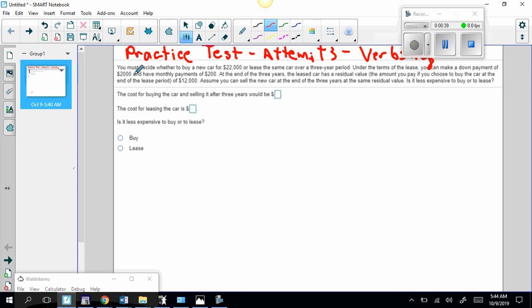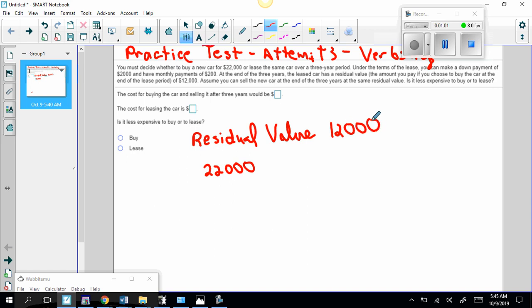The car's gonna cost 22,000, and then at the very end, there's gonna be a residual value. Now let's start with what it actually costs if you were to buy a car. So if you spend 22,000 and you have a residual value of 12,000, if you actually bought the car, you spent $10,000.